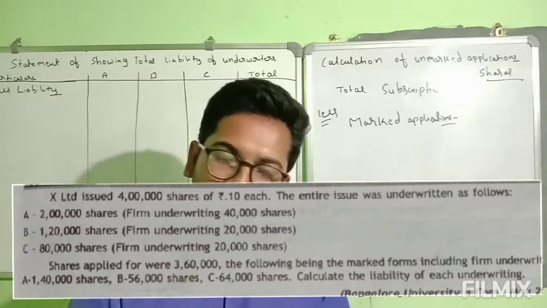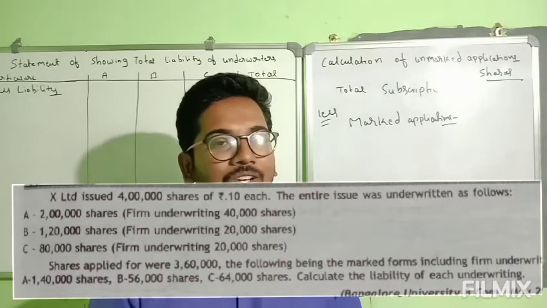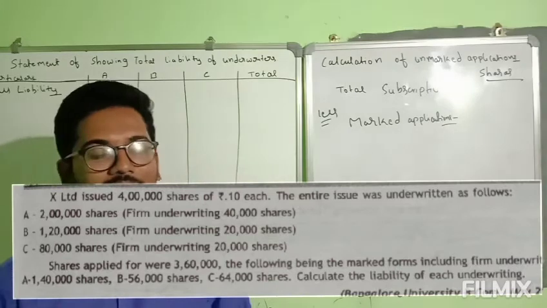That means firm underwriting is treated on par with marked applications. So you should not touch it. It is already included. Just calculate the unmarked applications in the regular format.